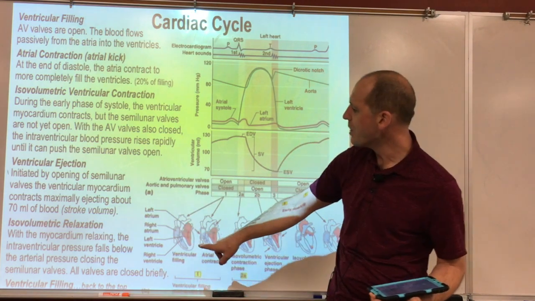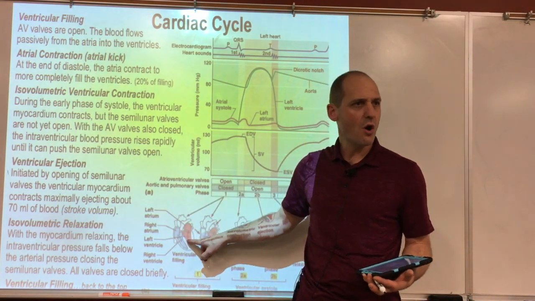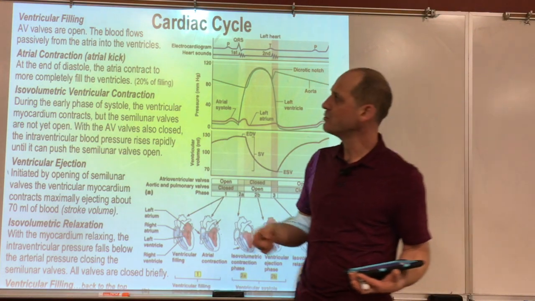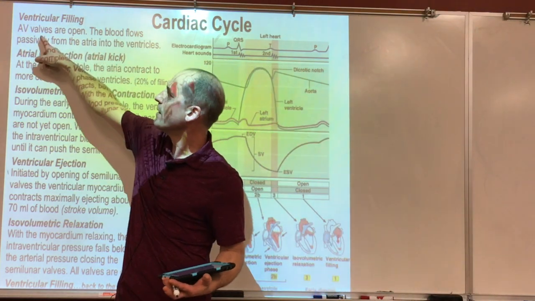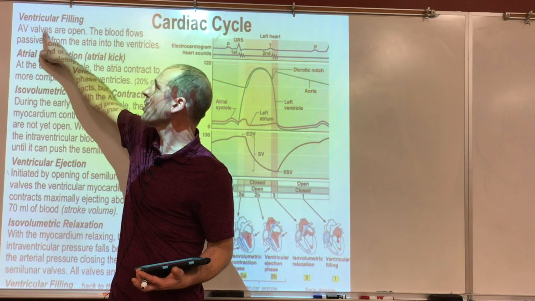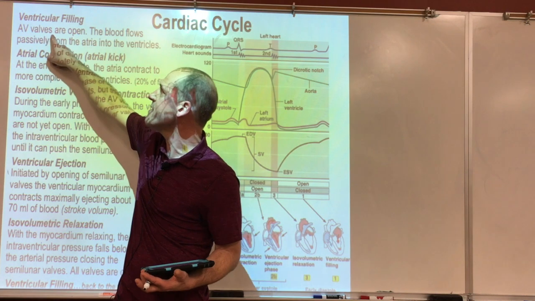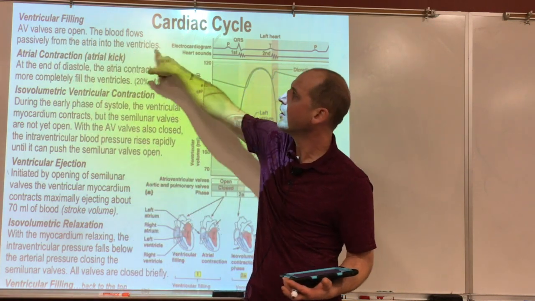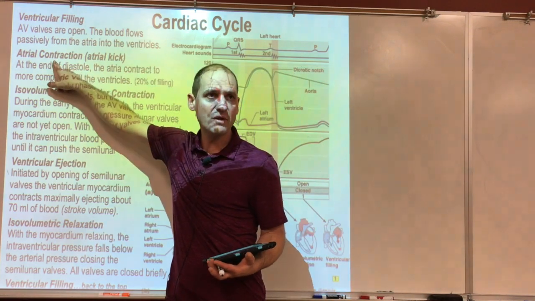So we have on each side of the heart, on the right side and on the left side, this happens simultaneously. So the first thing that happens, the atria fill up with blood. The blood goes into the ventricles. At that point, the AV valves are open and the blood flows passively from the atria to the ventricle. And then we get a little contraction of the atria.